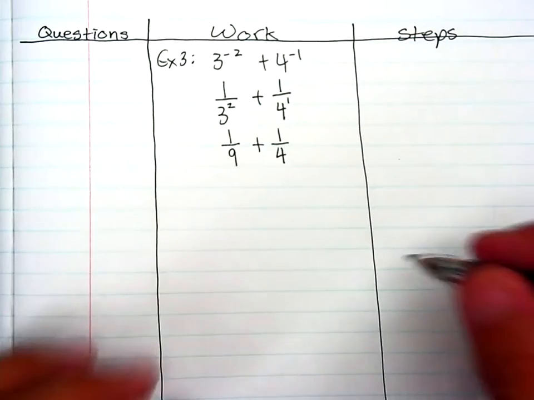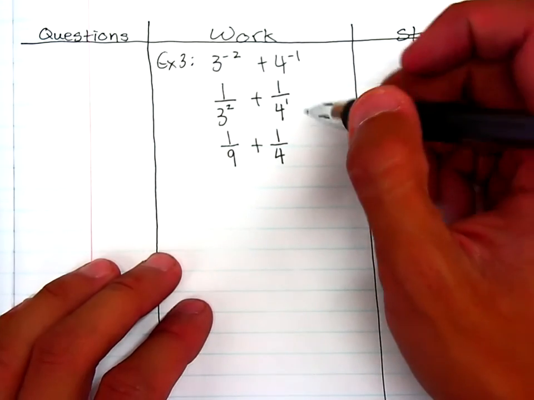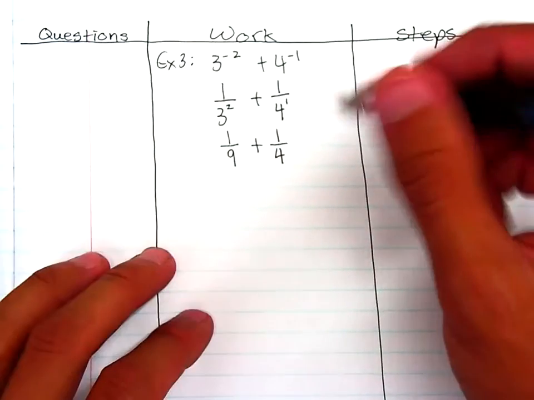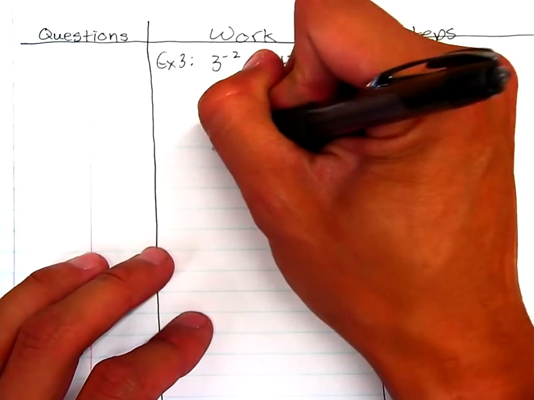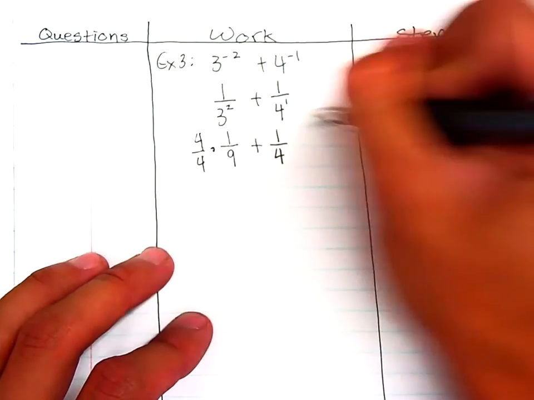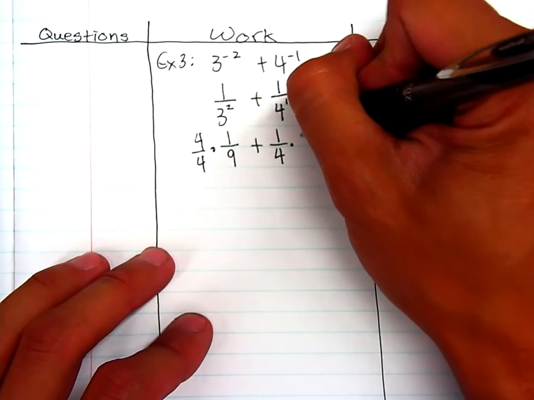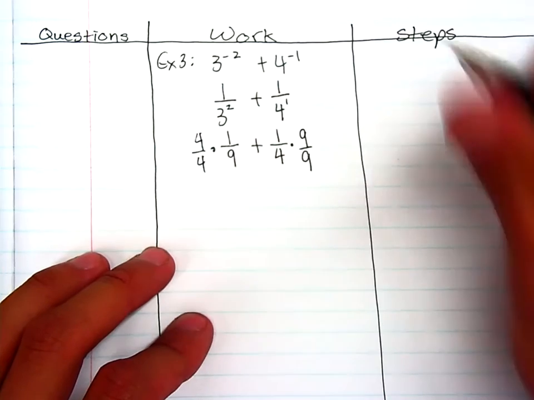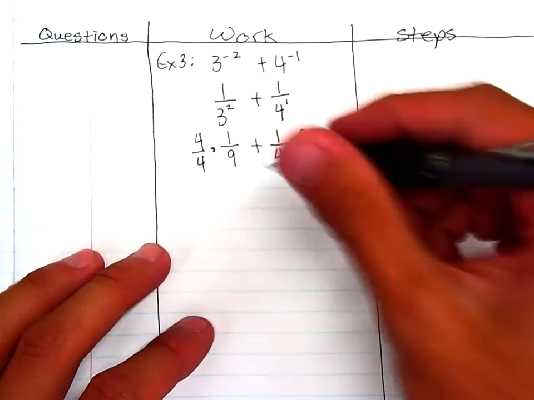And I know if I'm adding fractions, I need a common denominator. And looking at this common denominator, it would be 36. So in order to get this to be 36, I've got to multiply by 4 over 4, which is 1. And I can multiply anything by 1. And I need to multiply this by 9 over 9. And I can do that because I'm just multiplying by 1. So I'm keeping the value the same.